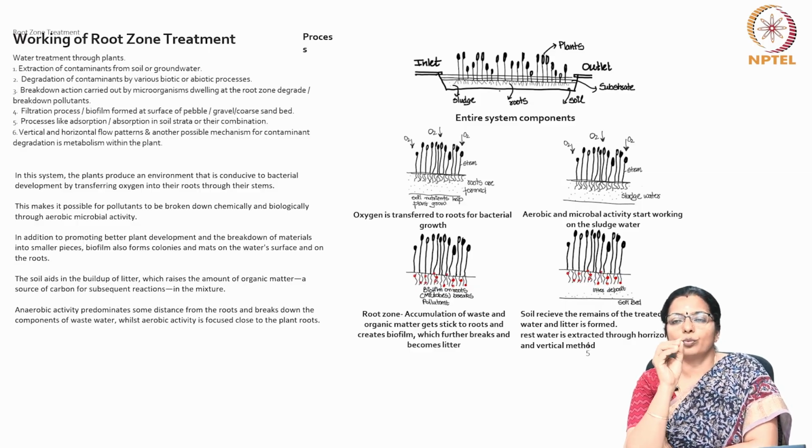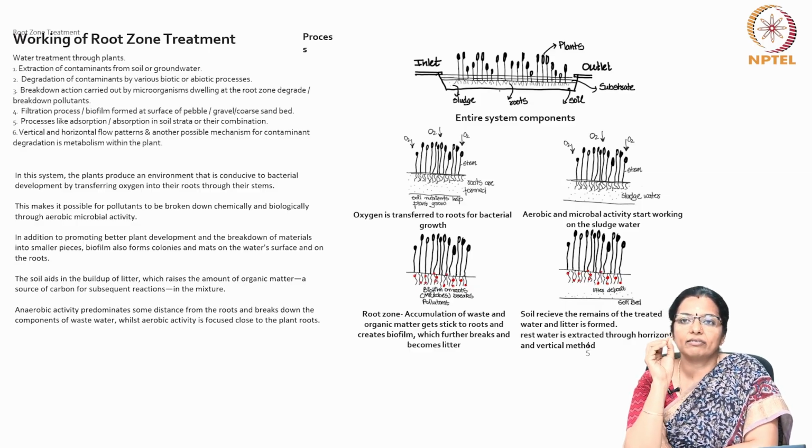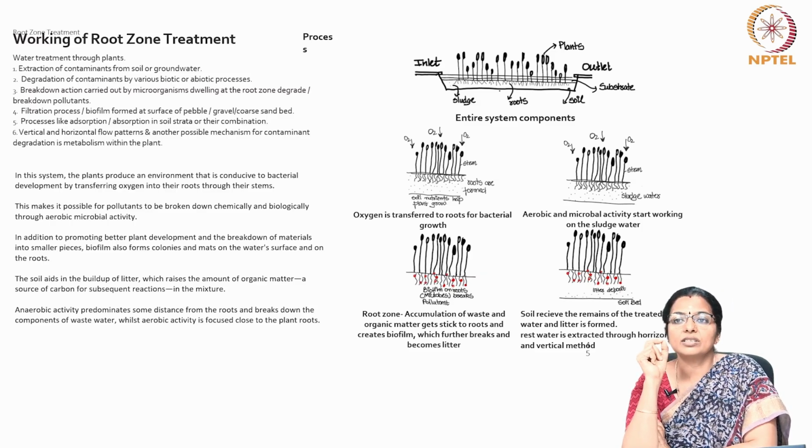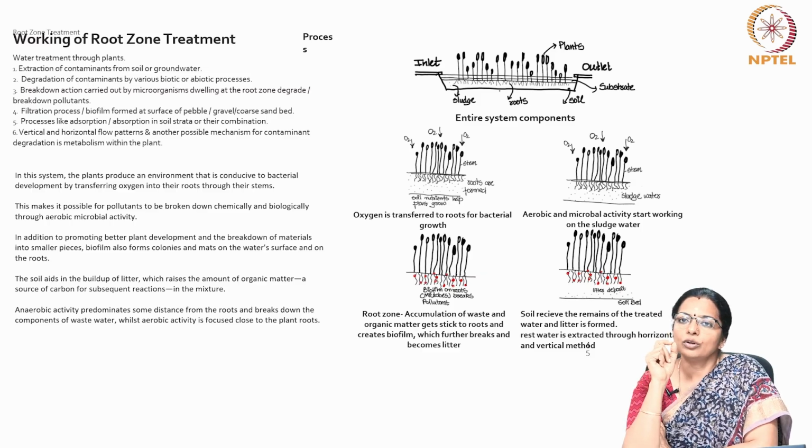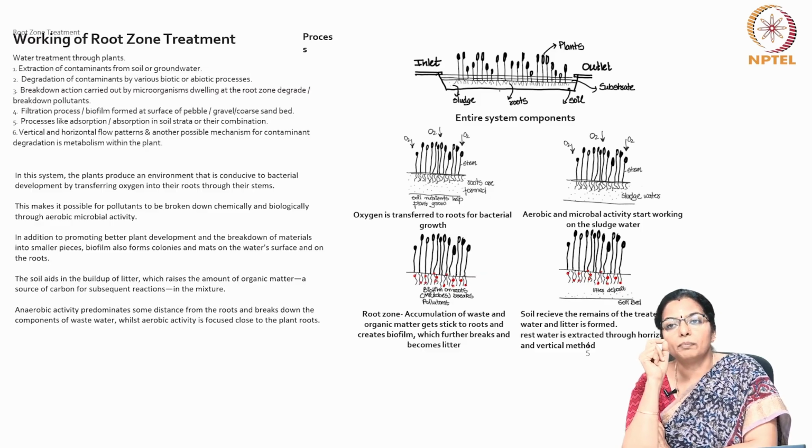In addition to promoting better plant development and the breakdown of materials into smaller pieces, biofilm also forms colonies and mats on the water's surface and on the roots. The soil aids in the buildup of litter, which raises the amount of organic matter, which is a source of carbon for subsequent reactions in the mixture.